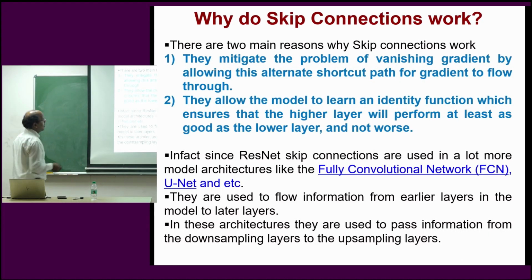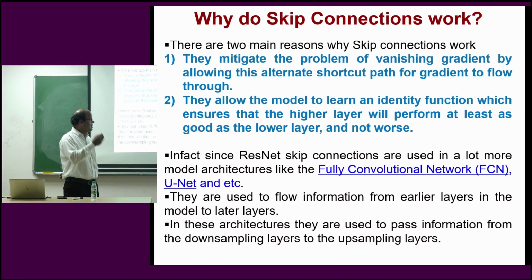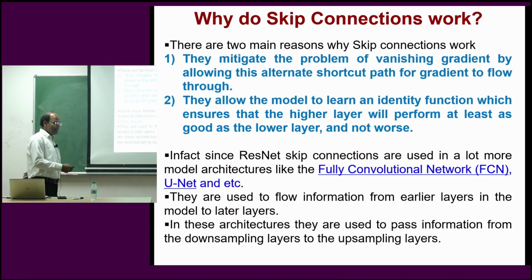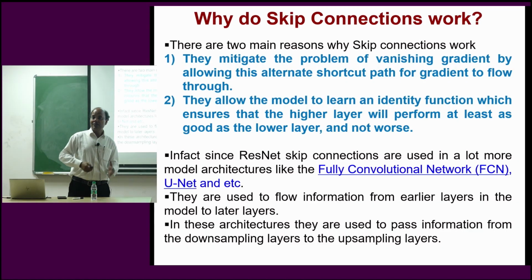So these are the 2 points I told you: it mitigates the problem of vanishing gradient by allowing an alternate shortcut path for the gradient to flow as well. And the model is also allowed to learn the identity function, which ensures that higher layers will perform at least as good as the lower layers and not worse, right? This is a key point. Always keep in mind why the skip connection is used. And this skip connection is extensively used, as I told you, in classification models and also in segmentation models from a backbone point of view also, right?